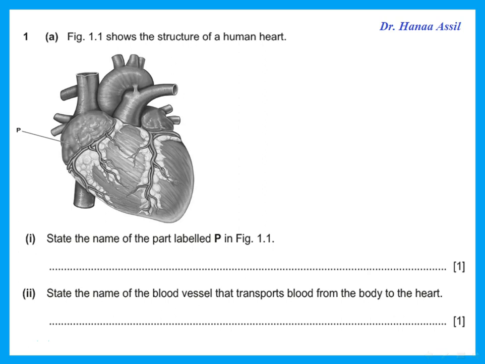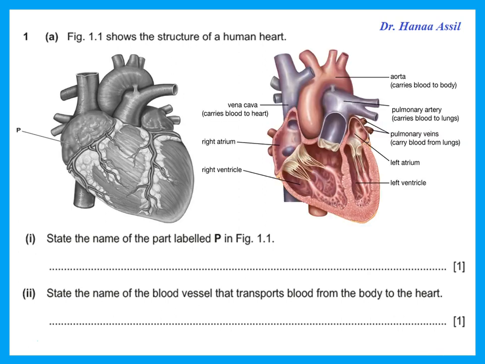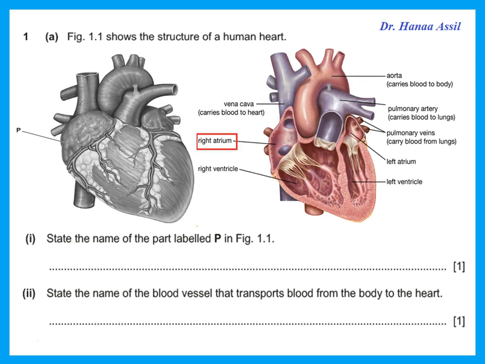The first question says, Figure 1.1 shows the structure of a human heart. So this is the human heart from outside. State the name of the part labeled P. Can you see where P is? If you look at the heart, these are the parts of the heart. So can you see where P is? Remember, P is the right atrium.